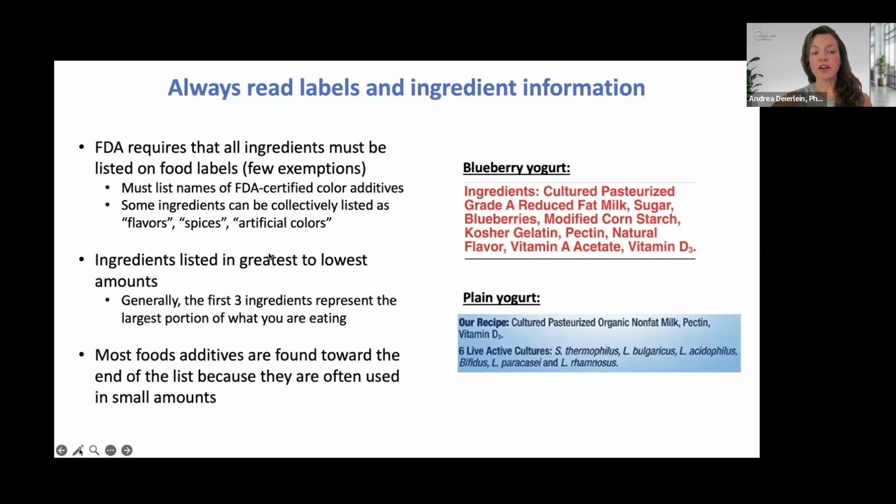Ingredients are always listed in greatest to lowest amounts. So generally, the first three ingredients represent the largest proportion of what you're eating. Most of the food additives are going to be found towards the end because they're often used in small amounts. This is just an example of comparing blueberry yogurt to plain yogurt, and you can see that the blueberry yogurt has more ingredients in it compared to the plain yogurt.